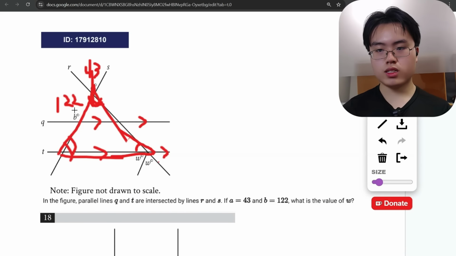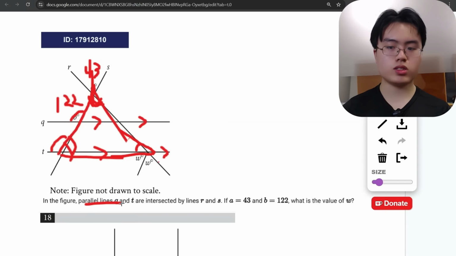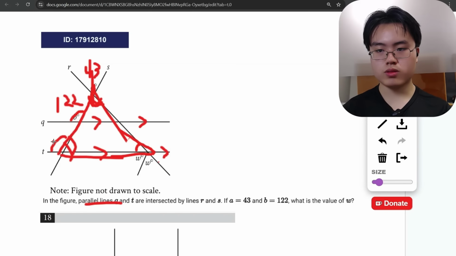Oh, I see that there are corresponding angles here. And again, with parallel lines, it's pretty much guaranteed you're going to have to use corresponding angles somewhere. Right, so this is the same as this one. So this is 122 because those are corresponding angles. And look at that, supplementary angles, right?